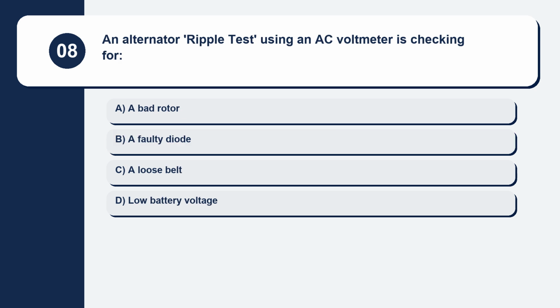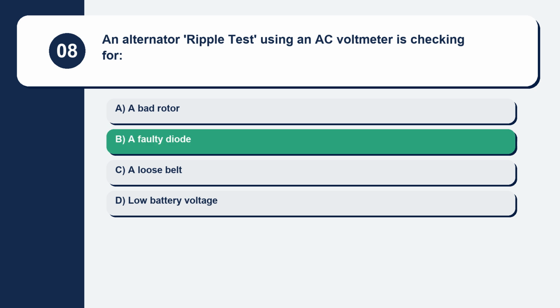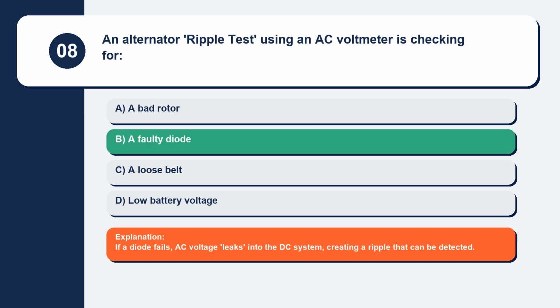Question 8. An alternator ripple test using an AC voltmeter is checking for: a bad rotor, a faulty diode, a loose belt, low battery voltage. If a diode fails, AC voltage leaks into the DC system, creating a ripple that can be detected.